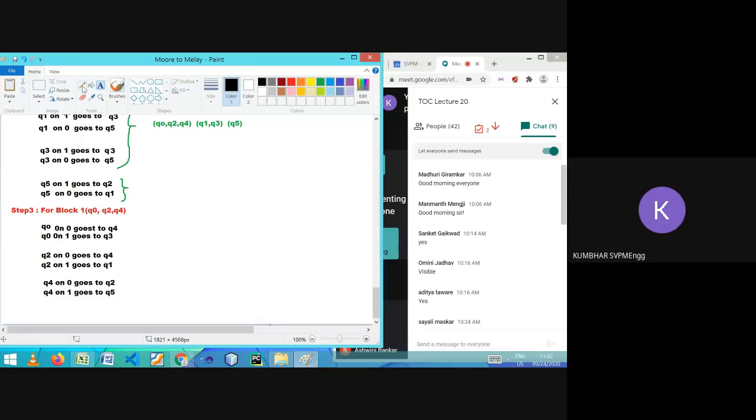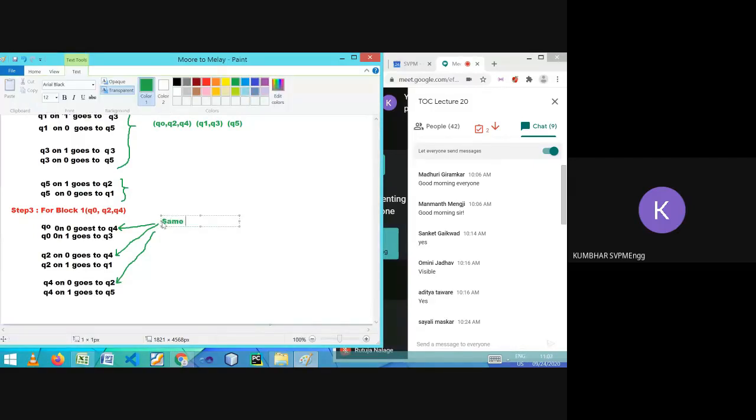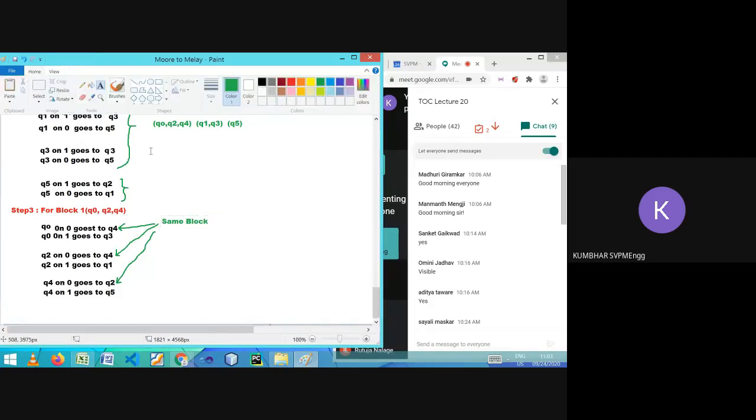If you concentrate now, only on the 0 transition: the 0 transition of Q0, Q2 and Q4, all 3 are having the same transition. All are going to Q4. No, sir. Yes? Sir, not Q4, but to the same block. You're correct, not Q4, but Q4 and Q2 means to the same block.